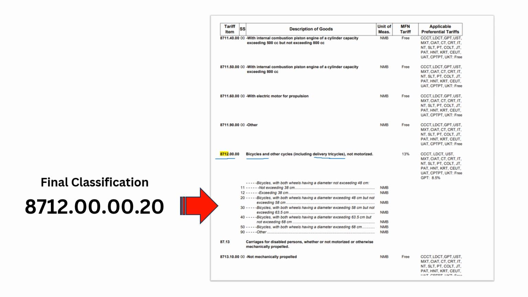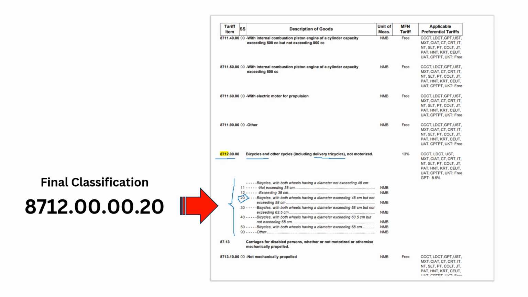Now, when I go to the last step, looking into the last digits, it gives me more, I'm going to say problem, because it's asking me to be more specific on the diameter of your good. So that's when knowing your product comes into play, knowing exactly what you're dealing with. I did see that the diameter was 56 centimeters, remember? So that will fall under number 20.